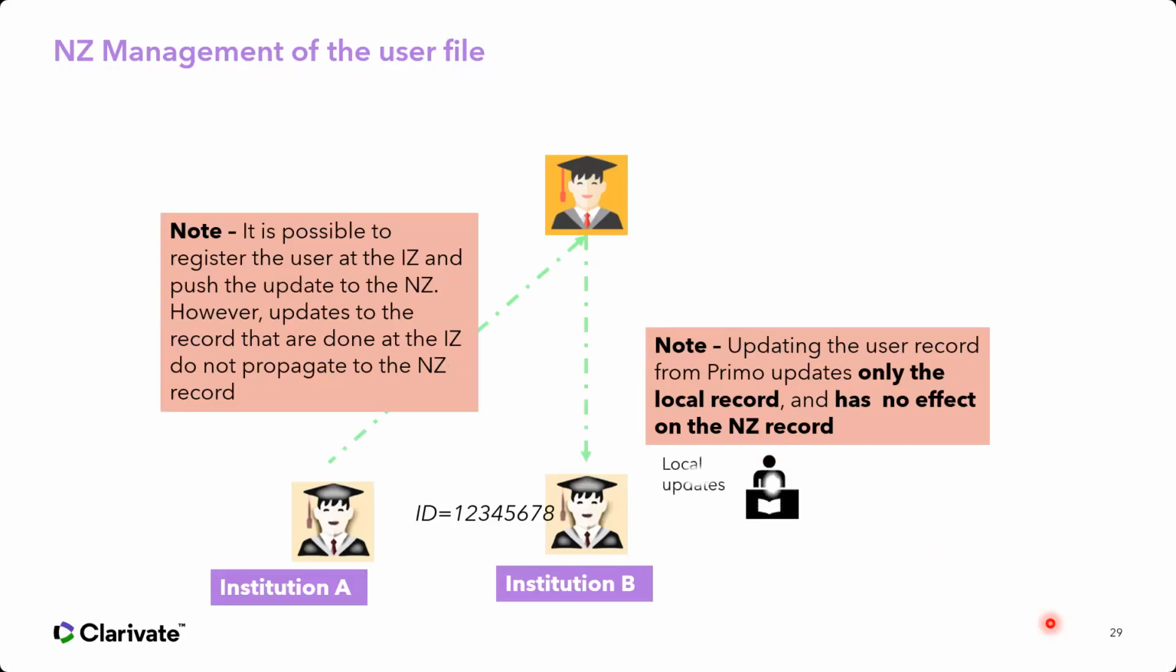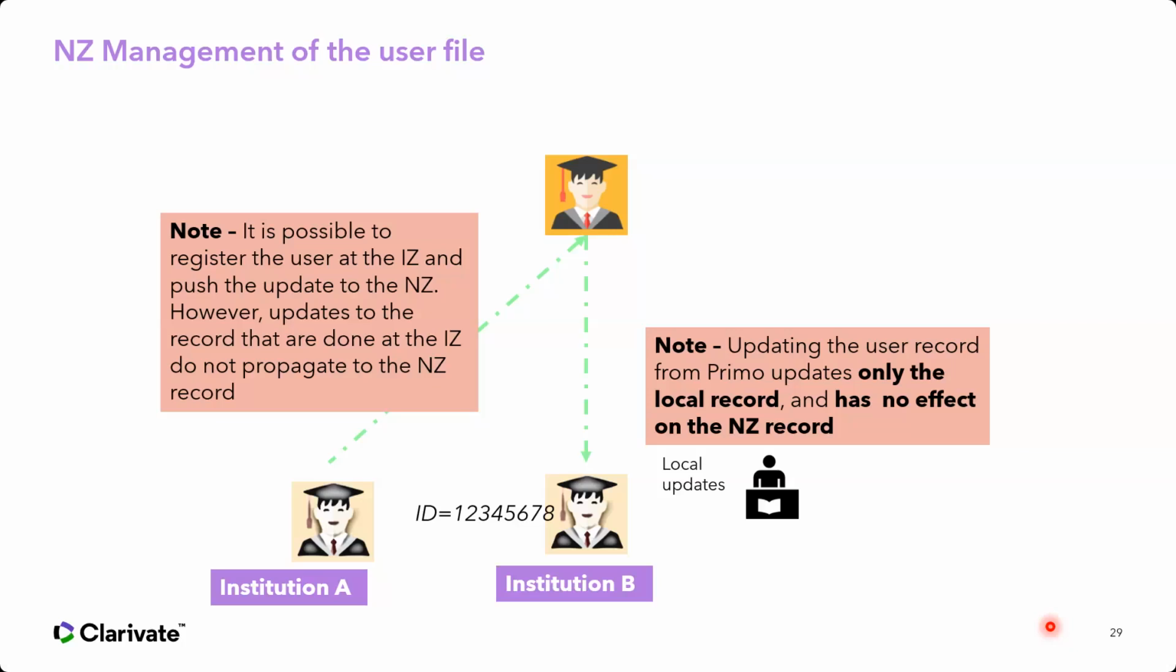Now, one more comment I want to make before we take a look at some examples is that it is possible to create the account, or register the account, at the IZ and push it to the NZ, resulting in IZ and NZ records that are actually linked. You know that from the circulation desk in Alma, you have an option to register a new user. And when you register a new user, you can create this account as an externally managed one. In case of a shared user file, it will push that account into the network zone, resulting in an account linked from the network zone to the institution zone.